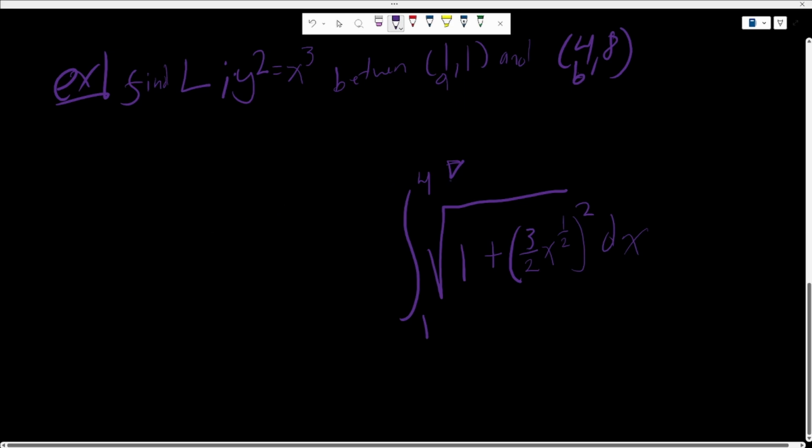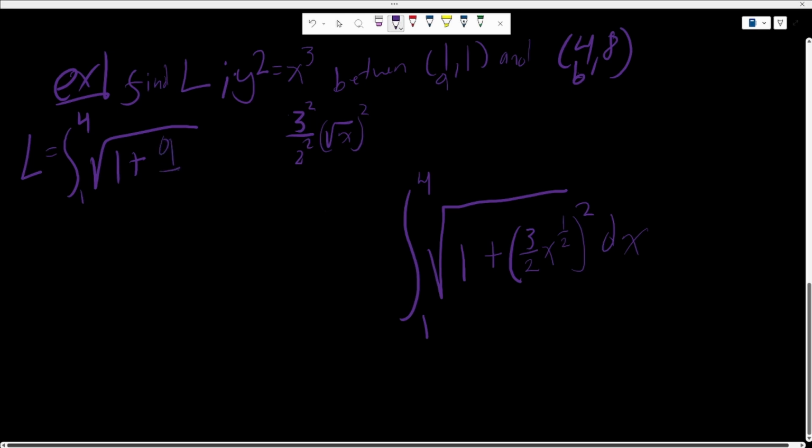And now we can start evaluating our integral. So as our integral goes from 1 to 4, and 1 plus 3/2 x to the 1/2 squared, and then for the 3/2 x to the 1/2 power squared, we're just going to square every value. So we'll have 3 squared over 2 squared times that square root of x squared. And when that simplifies, we're just left over with 9/4 x dx.